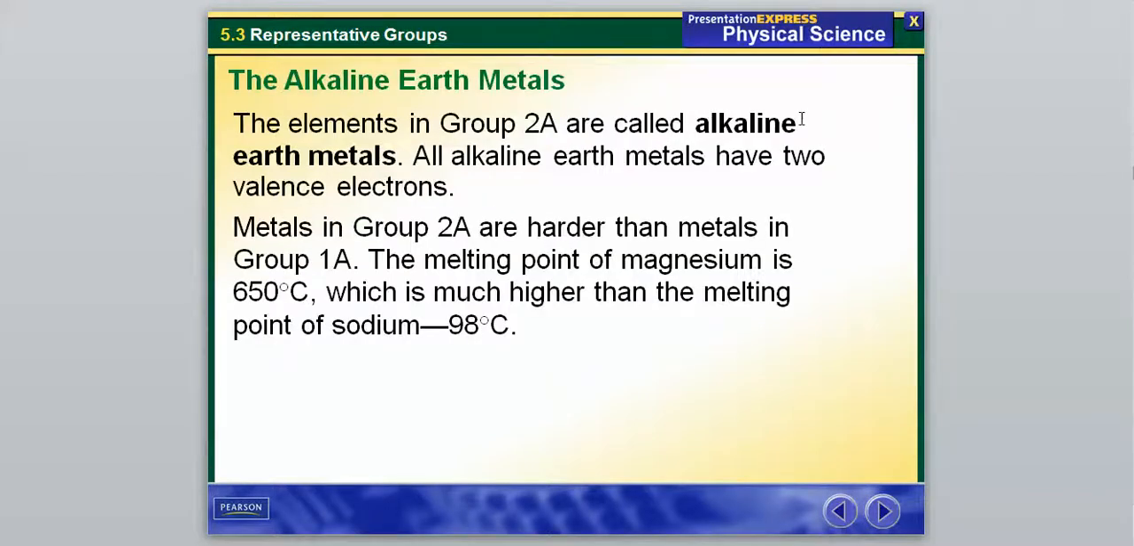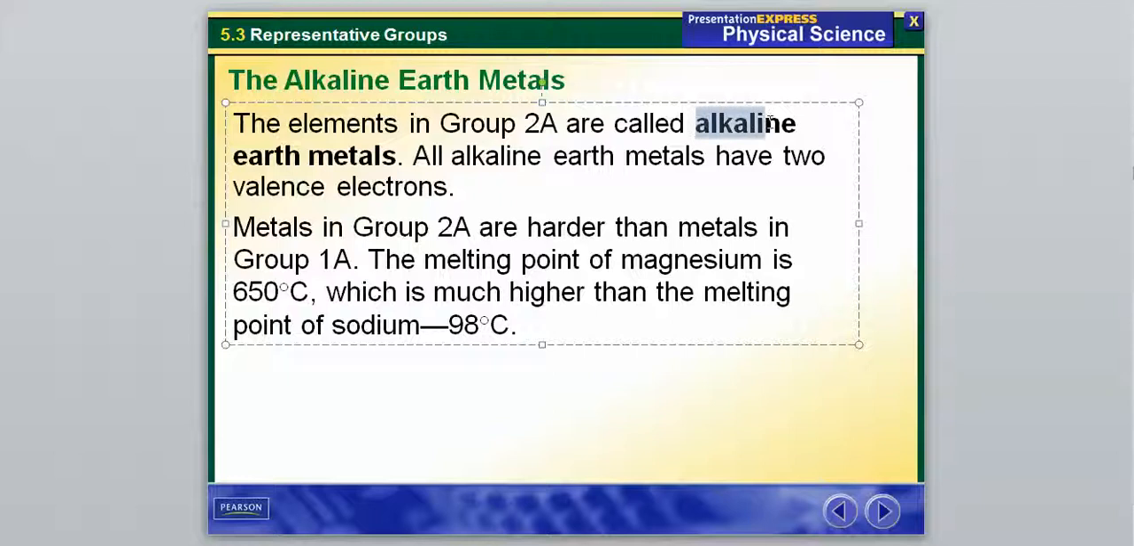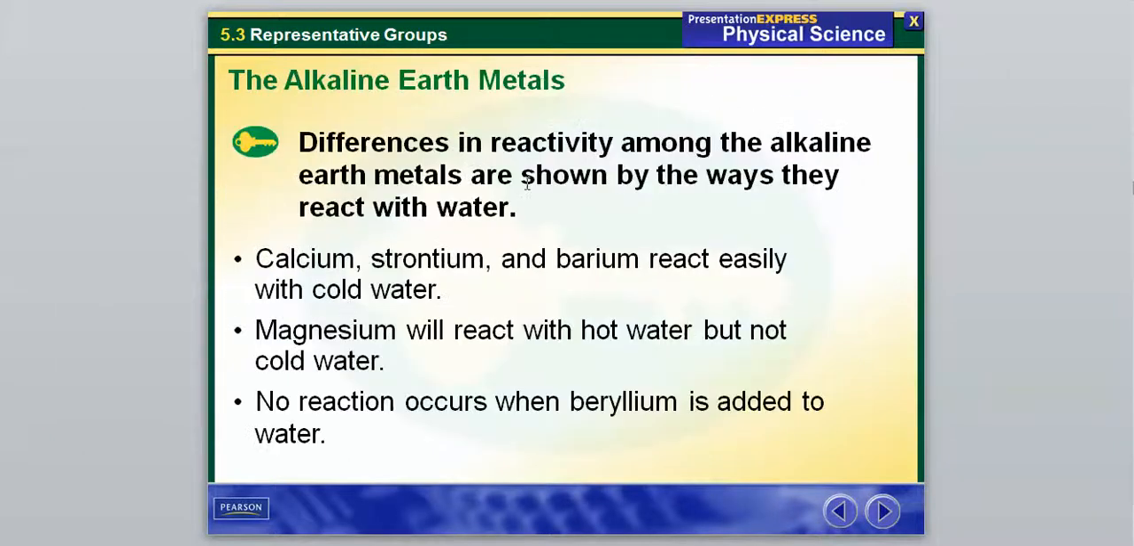So we're moving to the right here, and we're now in the elements of group 2A, and they have a similar name to the ones in 1A, but they are alkaline instead of alkali. So alkaline earth metals, and all these alkaline earth metals have 2 valence electrons, and most of the metals in group 2A are harder than the metals in group 1A, so that's one difference as we move from left to right here. And the melting point of magnesium, which is one of those alkaline earth metals, is 650 degrees Celsius, which is much higher than the melting point of sodium, which is only 98 degrees Celsius. So that's just a little introduction into some of the differences as we're moving from left to right here, and we're going to get even more differences with this slide right here.